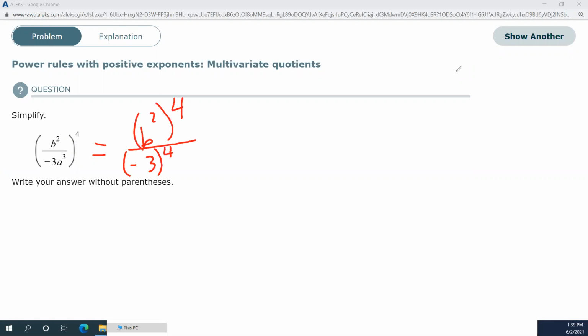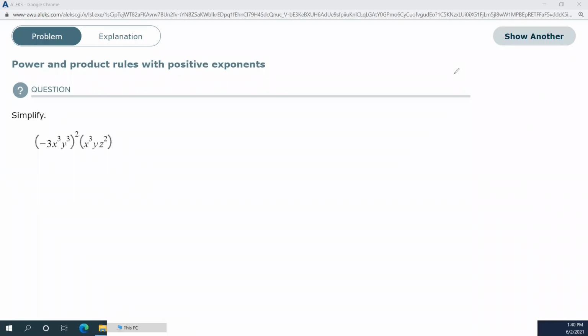Notice I put the parentheses around the negative 3. Otherwise, I'm again going to get the wrong sign for my answer. All right, so a power to a power, I multiply them. And negative 3 to the 4th is positive 81. And power to a power is going to be 12. So that's it.